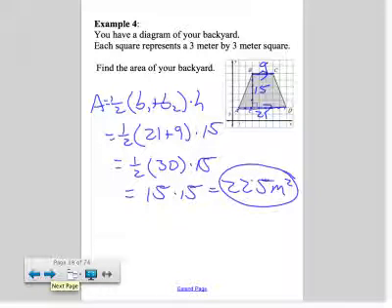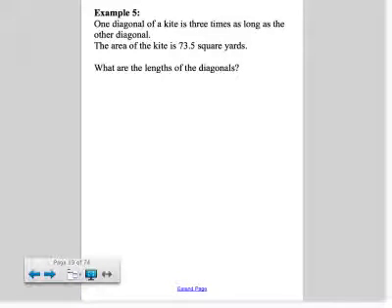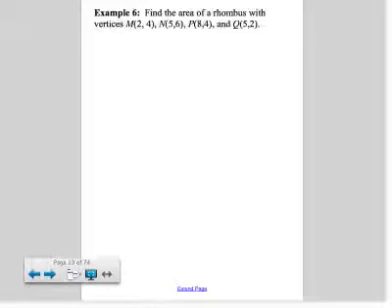Alright, so now that's just using the coordinate plane to help you find area. Alright, so this is another one very similar to the kite problem from two examples ago. So I'm going to have you work through this one on your own, and then if there are any issues, obviously bring those to class, and then we'll summarize this one in class if needed. And then the last example is let's find the area of a rhombus with vertices M, N, P, Q.